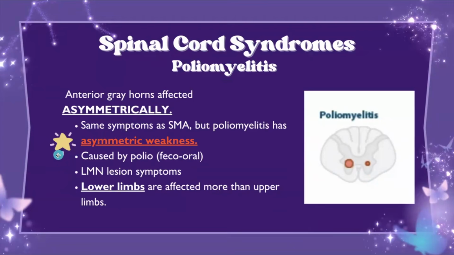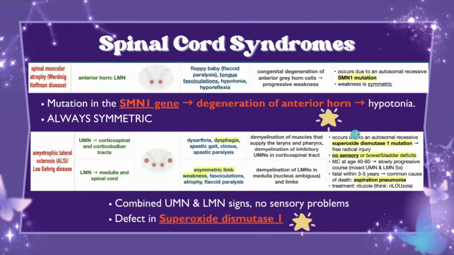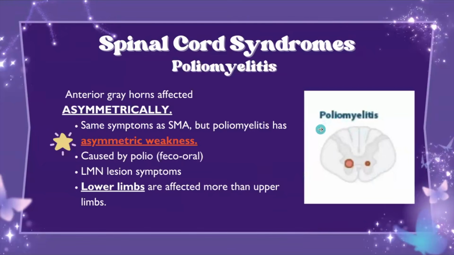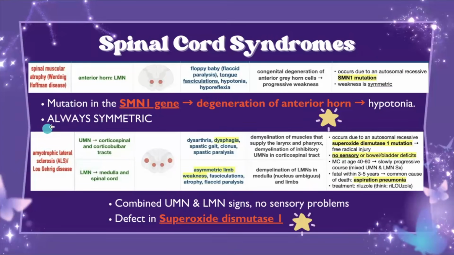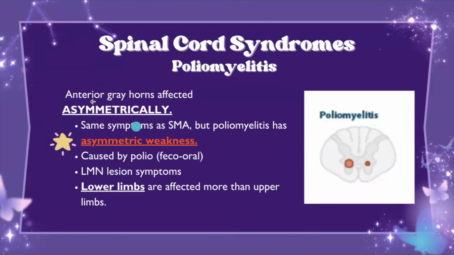It's very, very similar to SMA, except that in poliomyelitis, it is asymmetric, whereas in SMA, it is always symmetric. So you would have lower motor neuron lesion symptoms because the anterior gray horns would be affected, and so the cell bodies of the lower motor neurons would be affected. So you would have flaccid paralysis, hyperreflexia, fasciculations, and atrophy of the muscles.